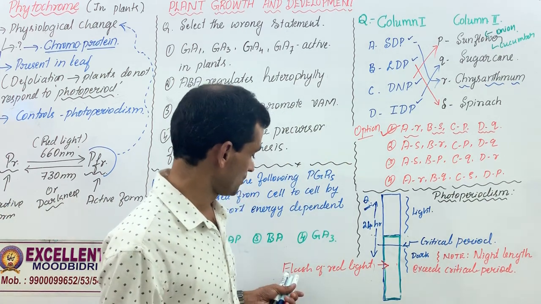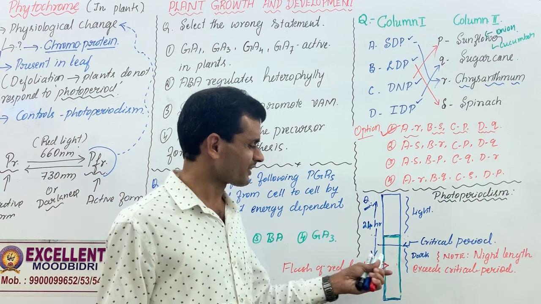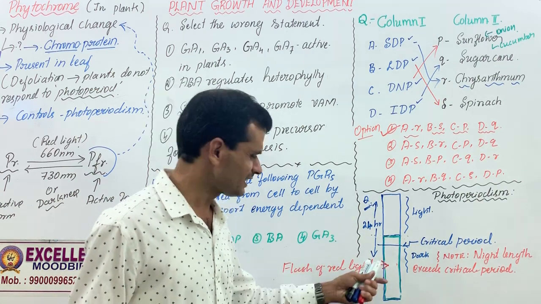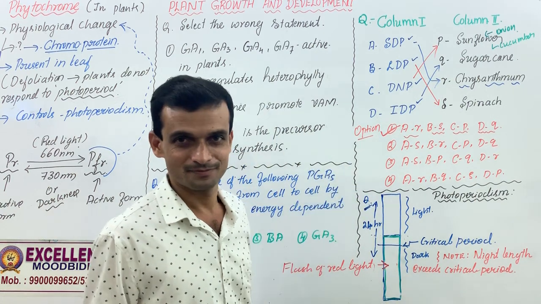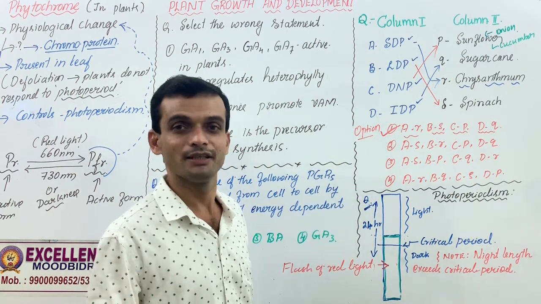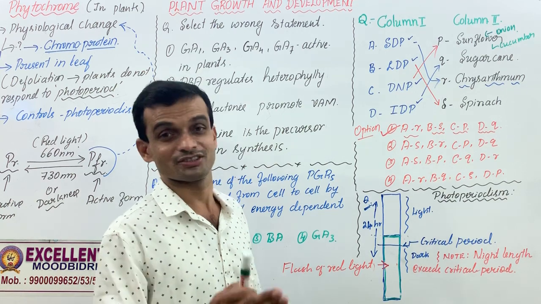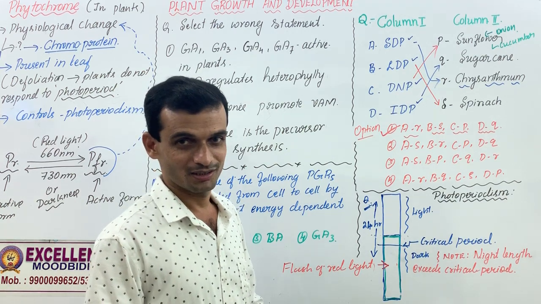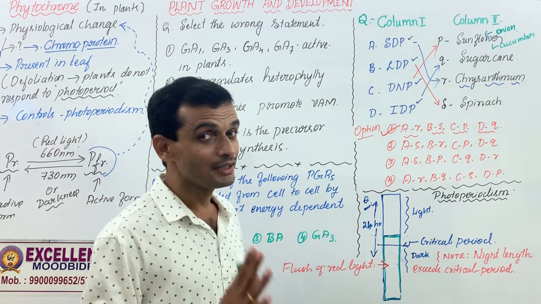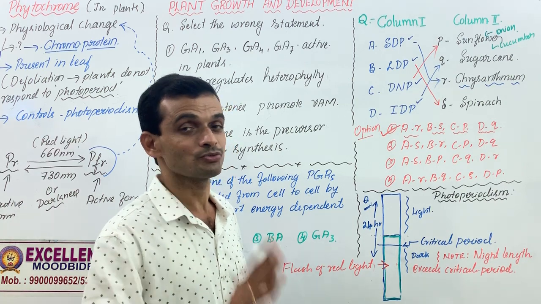Now what will happen here? A flash of red light disturbs that darkness. Can that short day plant produce flower? If it is long day, it may produce flower. But short day plant will not produce flower.